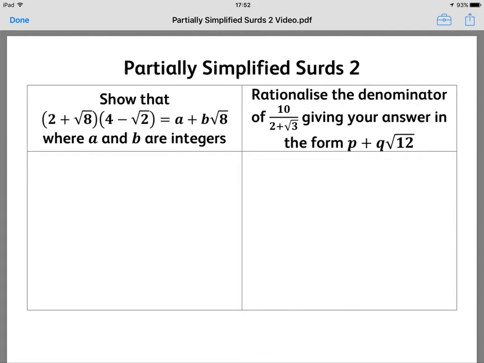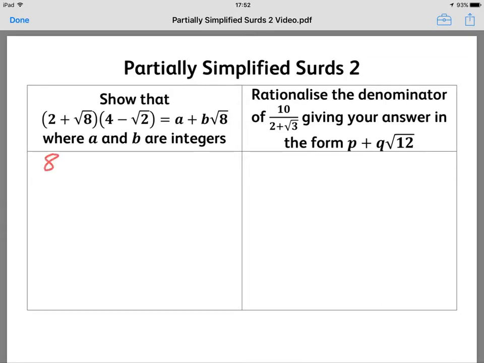Right, okay, partially simplified surds 2. We're looking at essentially the same thing, but we're using different skills. Now, I've not got a lot of room here, so I'm going to have to do a bit of squishing up, basically. So, let's expand these brackets, okay? I'd usually use a table, but I won't have room here.